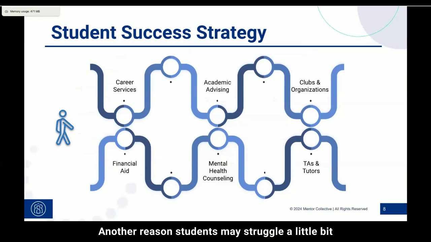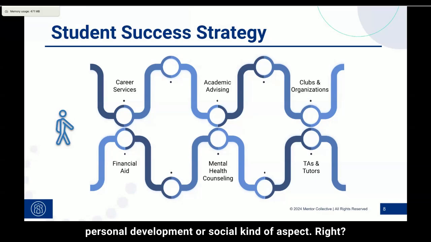Another reason students may struggle or not be able to persist or succeed to completion could be a developmental or personal development or social kind of aspect, right? I don't have friends, I don't feel connected, I don't feel like I belong on campus. That's a different intervention, and there are things like clubs and organizations and ways of supporting students who need that type of student support.